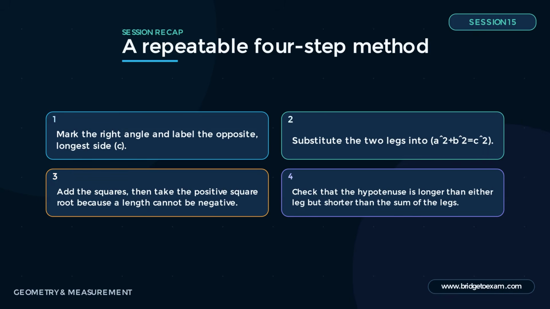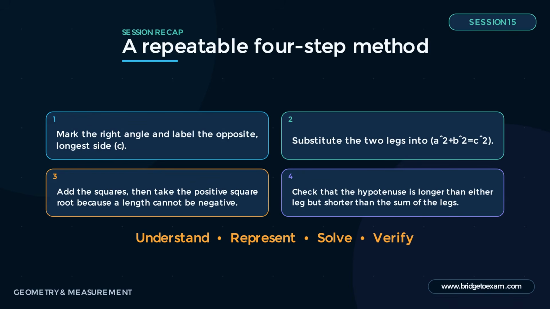Session recap. First, mark the right angle and label the opposite, longest side, C. Next, substitute the 2 legs into a squared plus b squared equals c squared. Then add the squares, then take the positive square root because a length cannot be negative. Finally, check that the hypotenuse is longer than either leg but shorter than the sum of the legs.